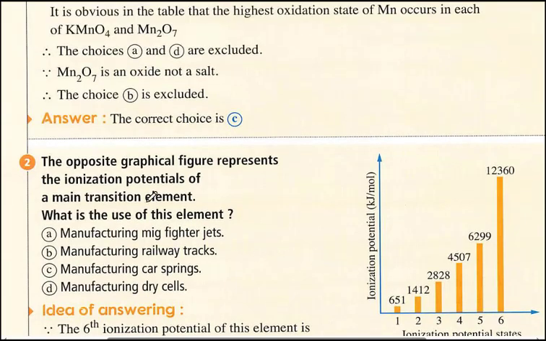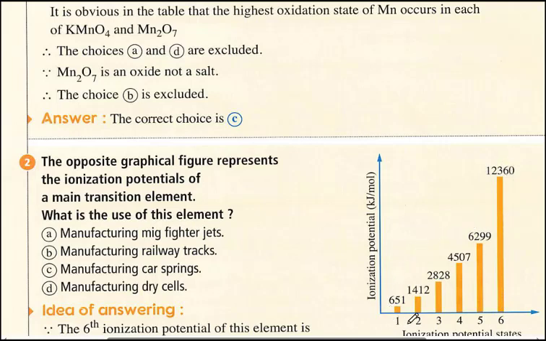Here the opposite graph figure represents the ionization potential of the main transition element. What is the use of this element? So here we have to look at the energy. The ionization potential is the energy required to release the first electron, the energy required to release the second electron, the third electron, the fourth electron, the fifth electron. When we want to release the sixth electron, the energy goes very high, so it is a complete energy level.